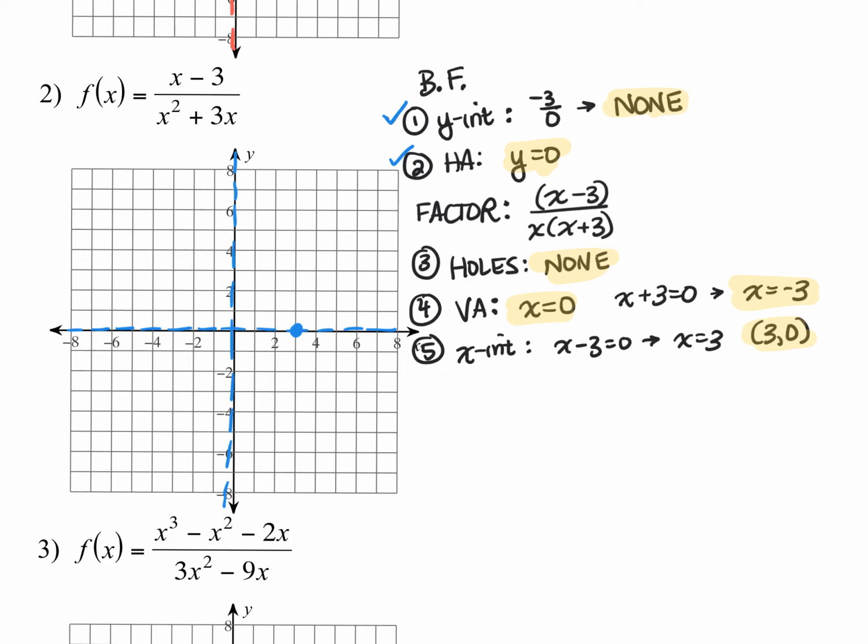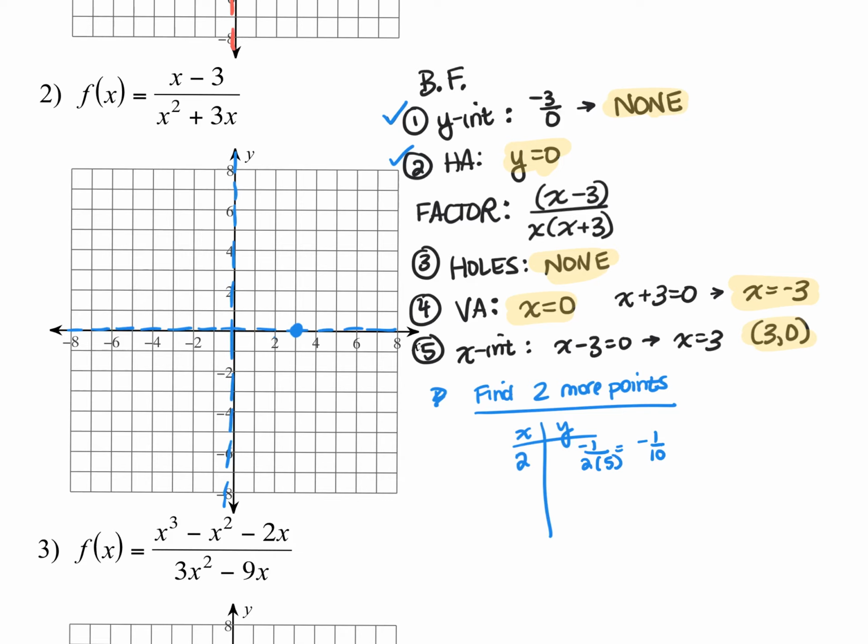So this is a situation where we need some more information. I'm going to stop and pick a couple of easy points to plug in, so I can actually start graphing this. I'm just going to make myself an XY table here. Let's start with positive 2. I'm going to plug it into my factored form because it's easier to work with. So I have 2 minus 3, which is negative 1, over 2 times 2 plus 3, which is 5. So I get negative 1/10. When I'm at 2, my value is negative 1/10.